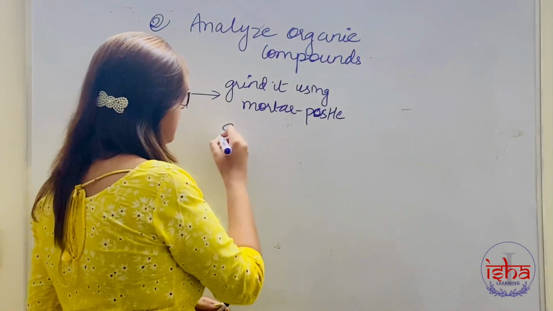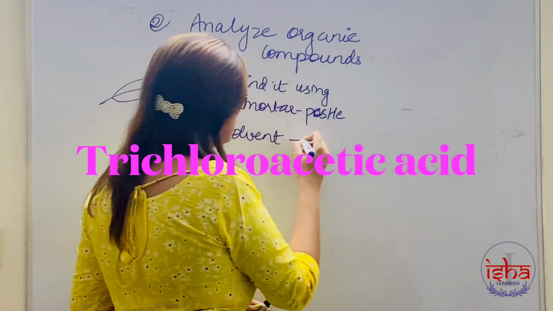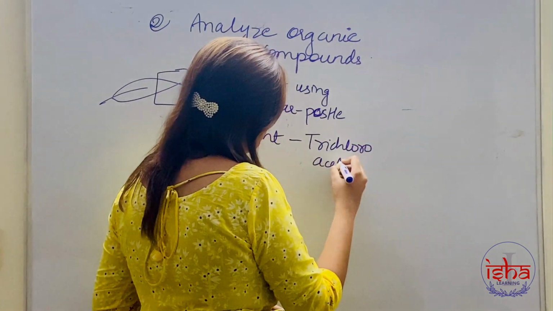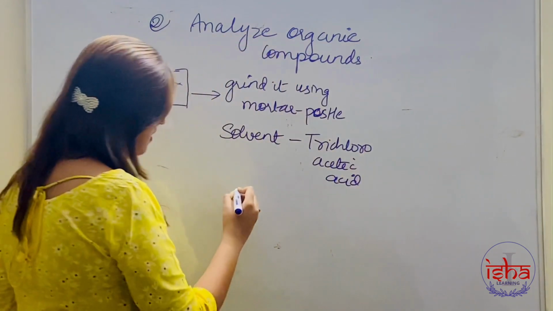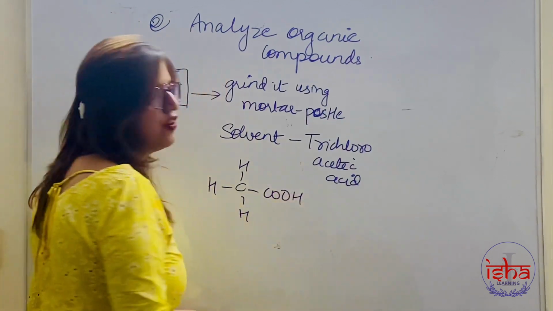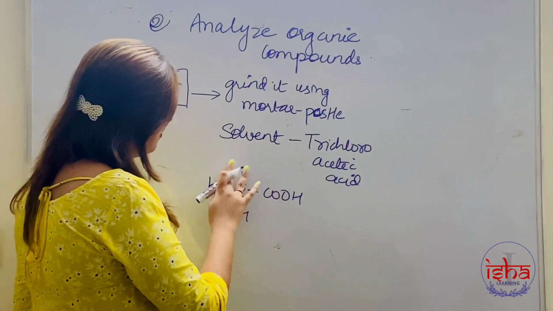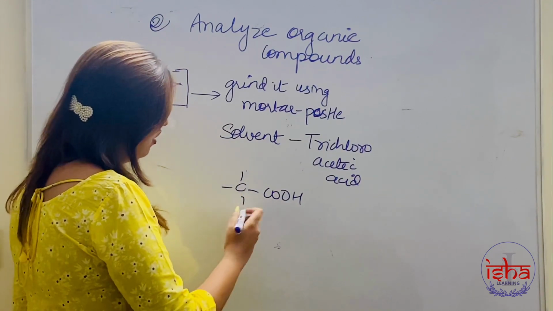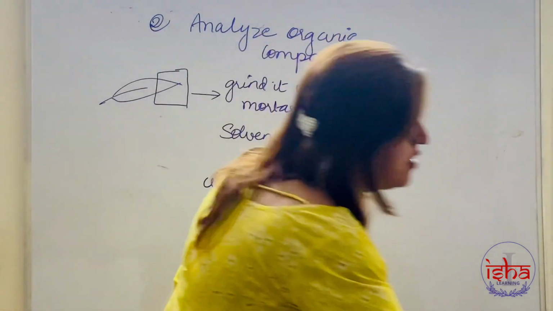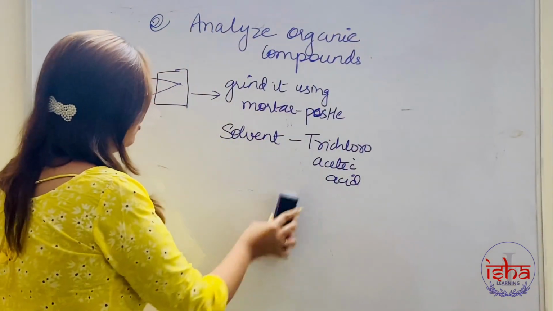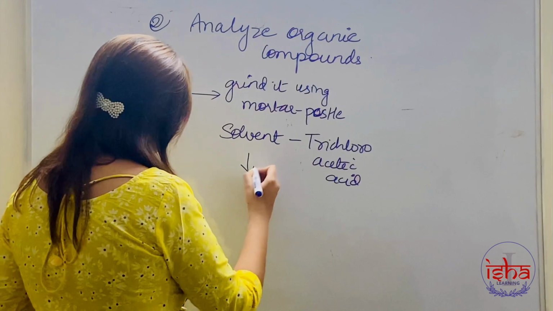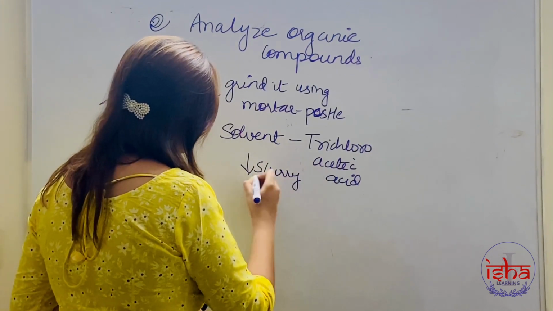So that solvent is a compound known as trichloroacetic acid, right? What is acetic acid, guys? CH3COOH, right? Now what I'm going to do is substitute these three hydrogens with chlorine. What do I get? Trichloroacetic acid, right? So now I'm going to grind this, and what I'm going to get out of it is a slurry. I get a slurry. So what is a slurry?